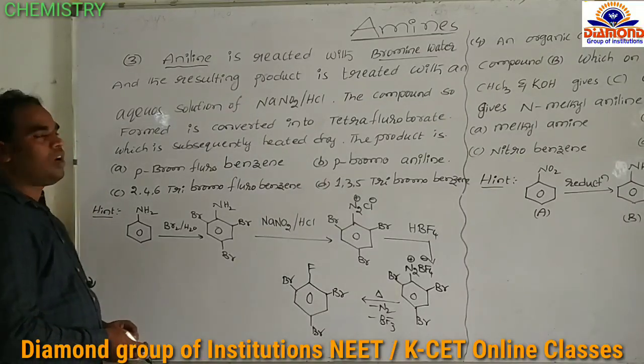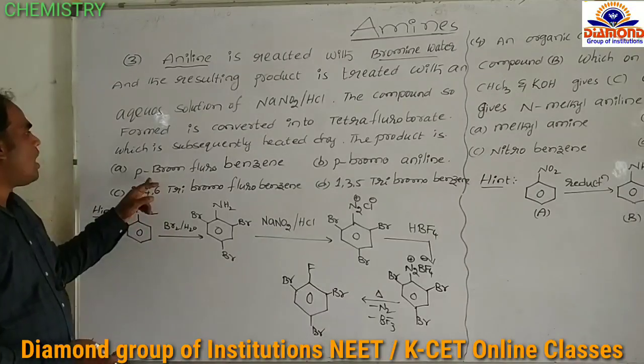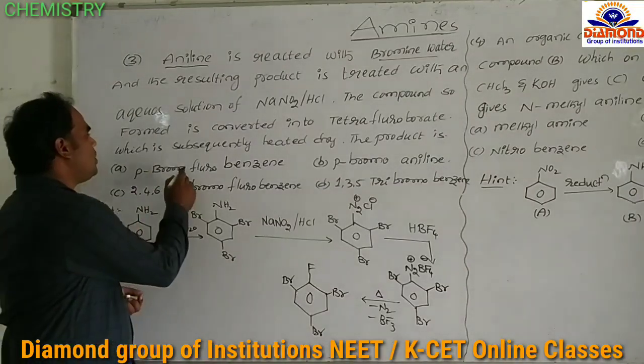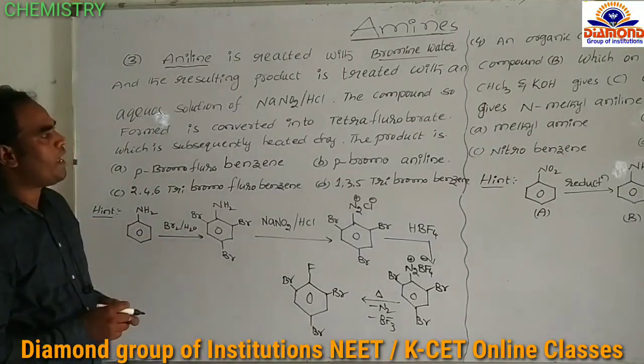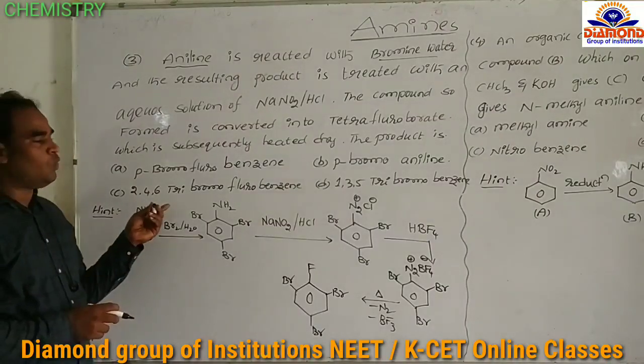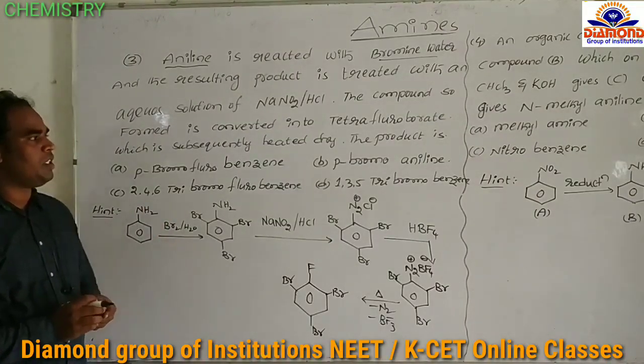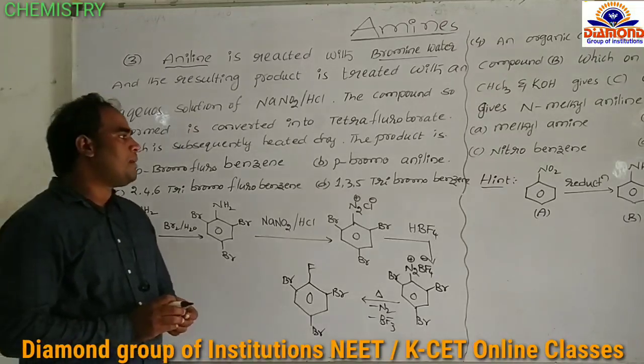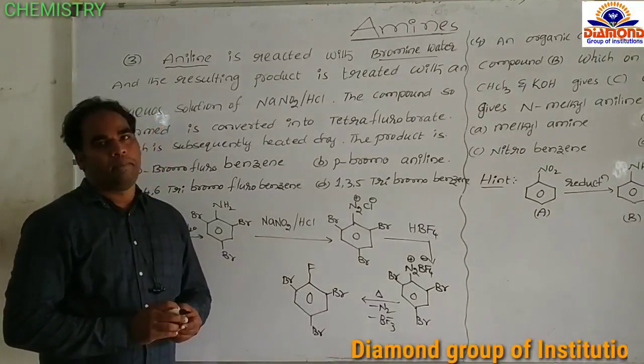Then the product is what? So the options: option A para-bromofluorobenzene, option B para-bromoaniline, option C 2,4,6-tribromofluorobenzene, option D 1,3,5-tribromobenzene.